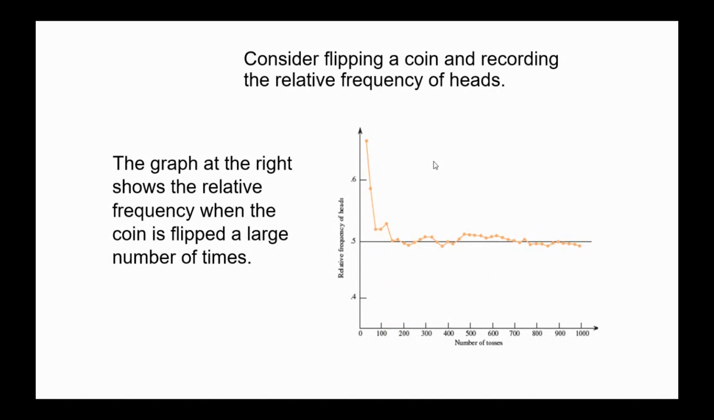But now, let's say we flip it 1,000 times. What do you notice now? It's a lot closer to 0.5. It really starts stabilizing and gets really close to our theoretical probability. Notice how close it's staying to 0.5. Like 0.4 is all the way down here. Notice how close we've stayed to 0.5.